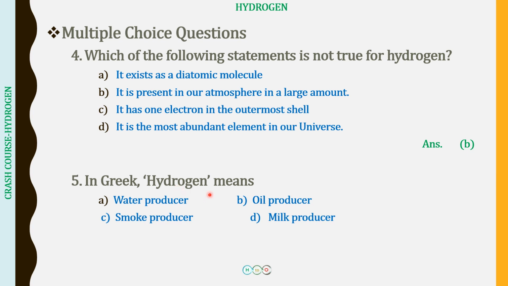So that is why he named the gas as hydrogen. Water producer, hydrogenous, right? So I hope this is clear. So the correct choice is going to be A choice.